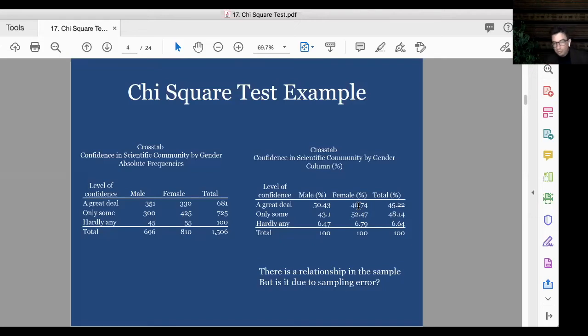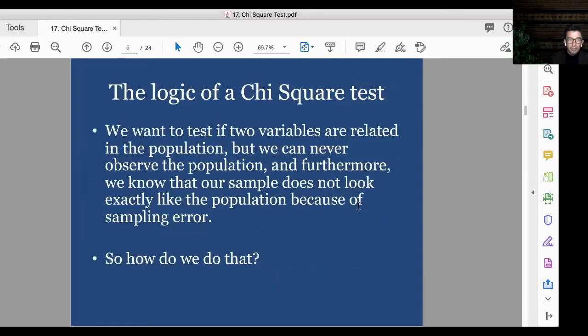So if we see a relationship between two variables in our sample, we need to rule out that this relationship, or this difference in this case between male and female respondents, is there just by sampling error. That it is there in the population. So we want to test if two variables are related in the population, but remember that we can never observe the population. And we know that our sample doesn't look exactly like the population because of sampling error. So how can we do that? How can we make an inference from a sample about a population that we don't know and we will never be able to observe, and when we know that we have sampling error, that our sample does not look like the population?